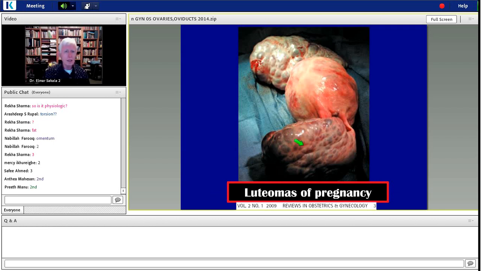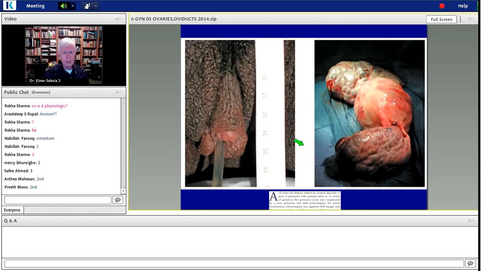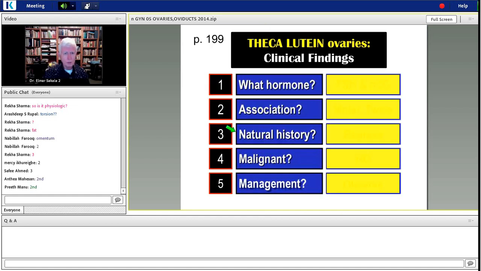These are large ovaries on either side of this uterus. Here you can see the clitoromegaly because of the high androgens which were there. Theca-lutein ovaries, usually stimulated by hormones. It could be FSH, follicle stimulating hormone. It could be HCG from a molar pregnancy. So molar pregnancy, multiple gestation, can have high levels of HCG.